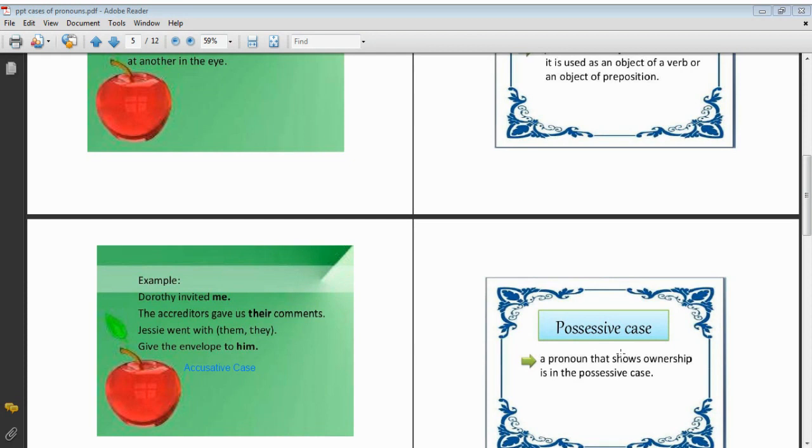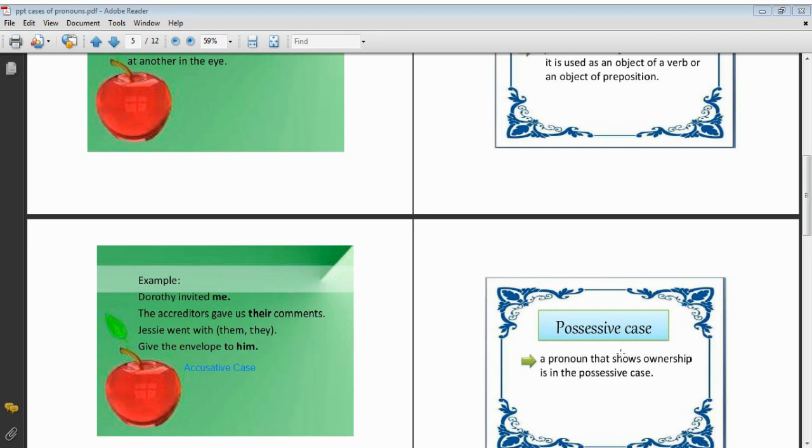So if "them" is underlined over here, it means that the examiner just wants to let you know that "them" is in the objective case. So if "them" is underlined, it will be an objective case. Give the envelope to him.